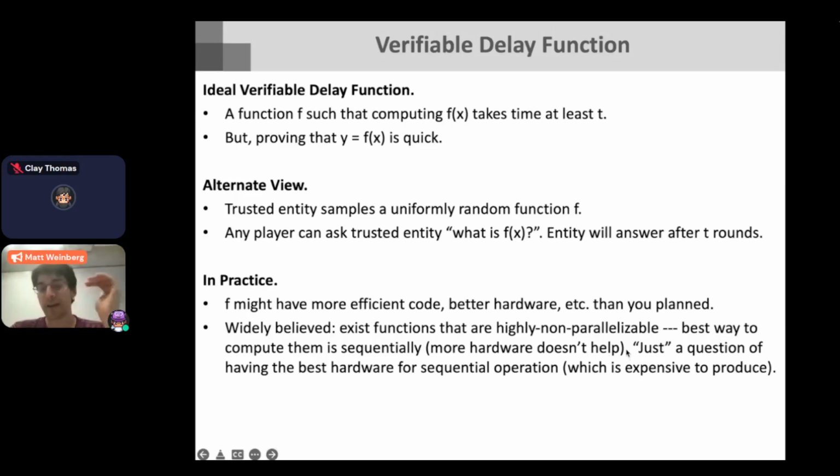Now you still have to interact with practice, because yes, you can always have better hardware, but it could be that you spend a lot of money designing the best hardware for your particular sequential operation, and then you can reasonably believe that you have a pretty good VDF. But again, the part that's related to theory is, can you design a function that you really believe that A, you have the best algorithm to do it, and B, that algorithm really requires doing things sequentially. That's the key theoretical part.